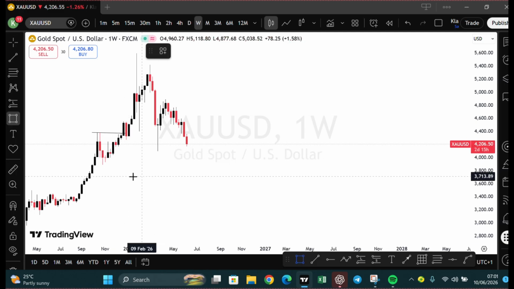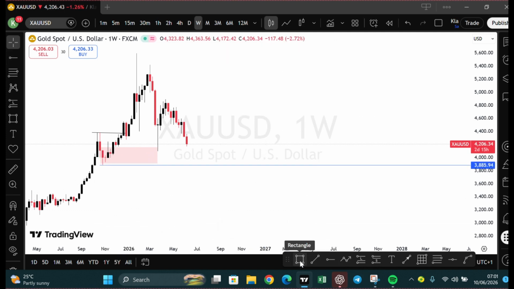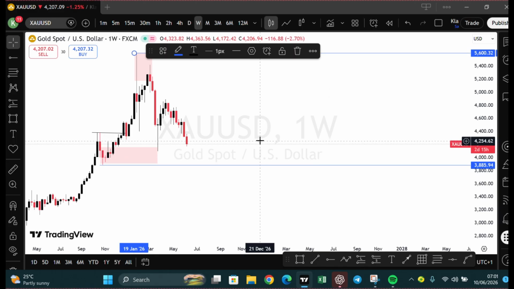So the way we mark our charts, this is non-liquidity. So we can do the same for the upside too. As you can see, gold came up, came down, and failed to break this high. That means this was a retest. So this is liquidity. That means liquidity is resting above.